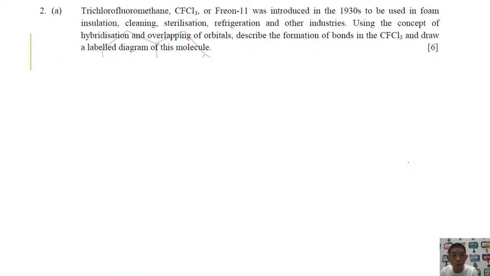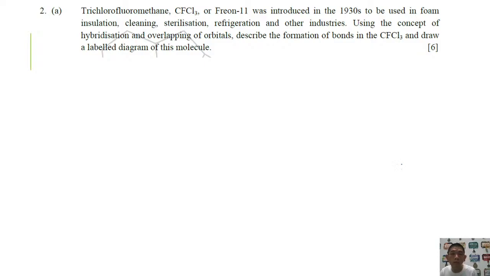Okay, then number 2, trichlorofluoromethane, CFCl3 or Freon 11, was introduced in the 1930s to be used in foam insulation, cleaning, sterilization, refrigeration, and other industries. Using the concept of hybridization and overlapping of orbitals, describe the formation of bonds in CFCl3 and draw a labelled diagram for this molecule. 6 marks in here.